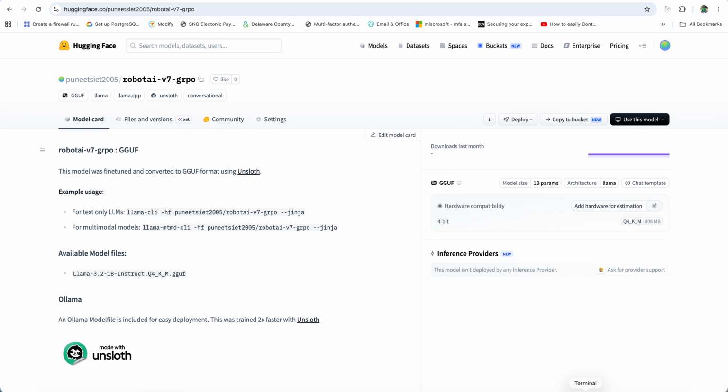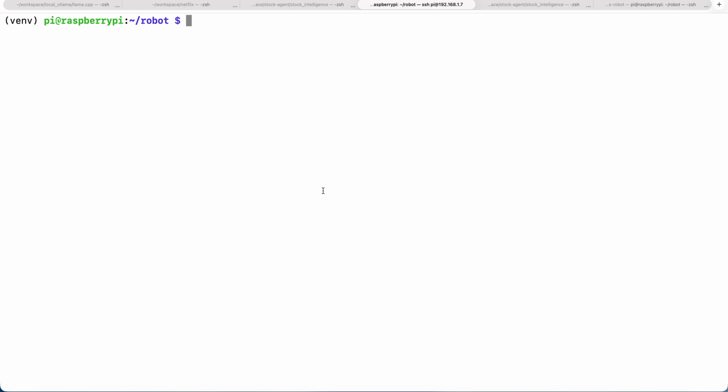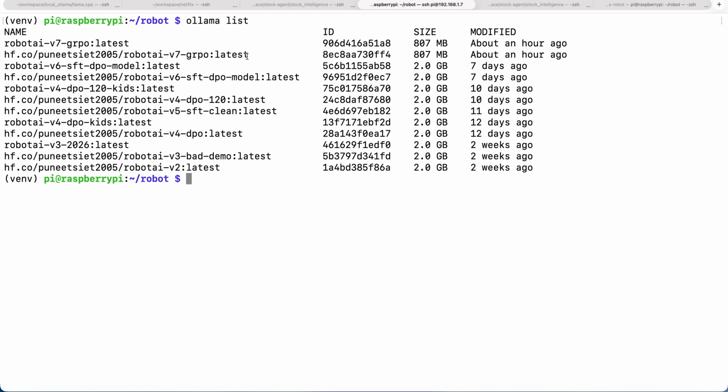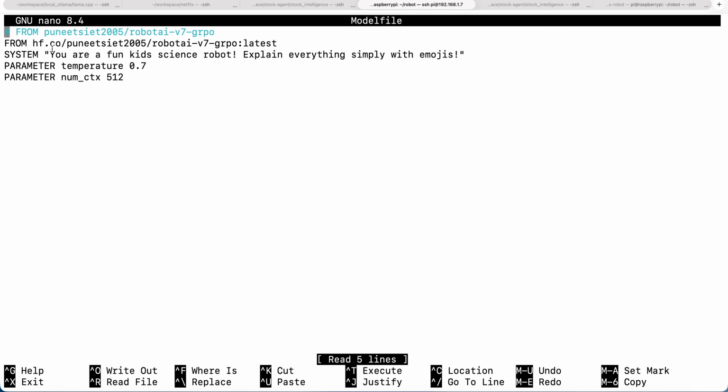Now I'll go to my Pi, and I already pulled it. So let's see. This is what I have already created, and I created a model file where I am setting up the system prompt: you are a fun kid. This is the system prompt we talked about in prompt engineering, setting up the prompt to tell the model that it is a kid friendly model.